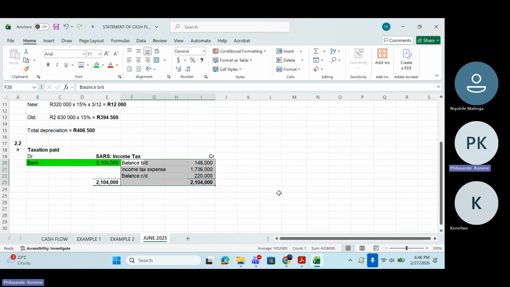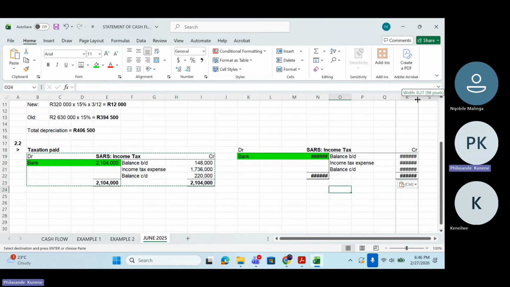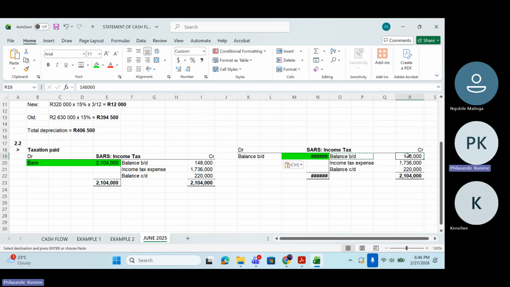It depends. Both balance brought down and balance carried down can be on the debit side, and then we only have income tax expense on the credit. It's possible to have something like that. I will show you a scenario where it's going to be like that. It's possible that you may have this balance brought down this side, which is 148,000.